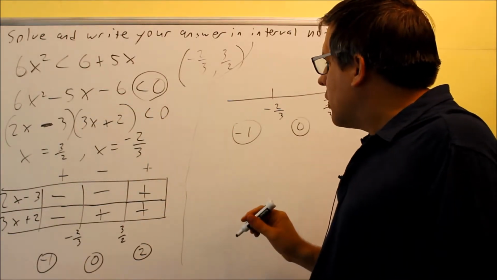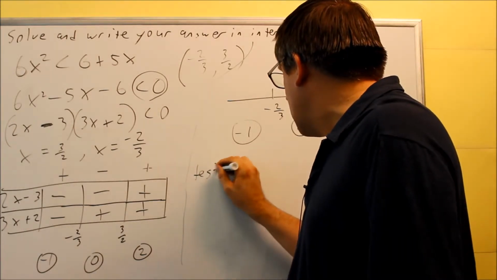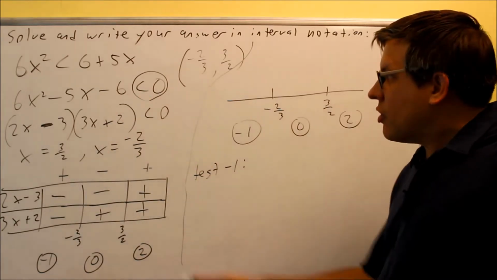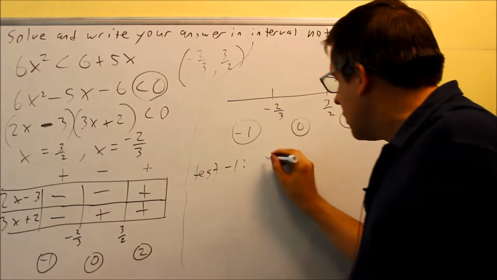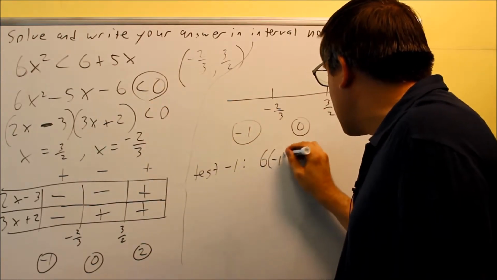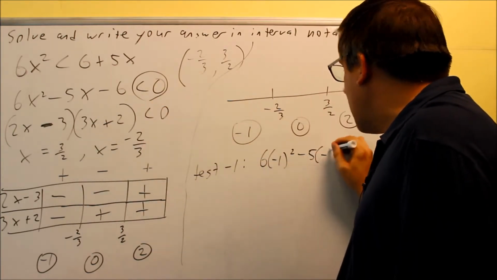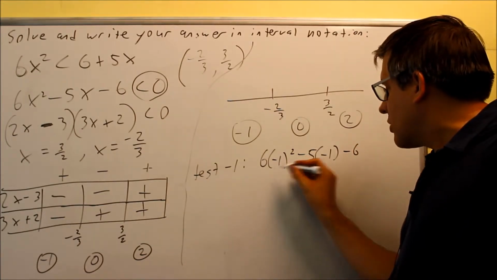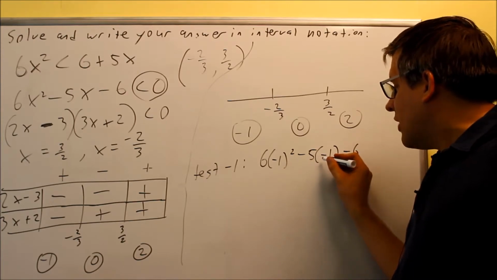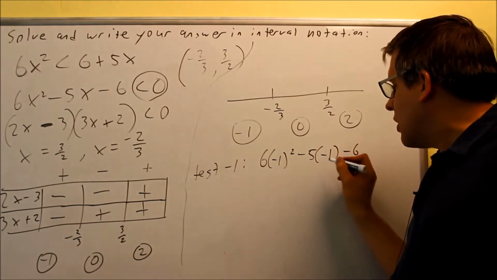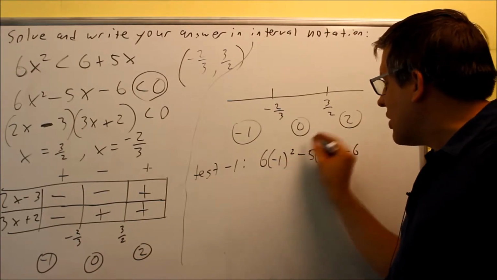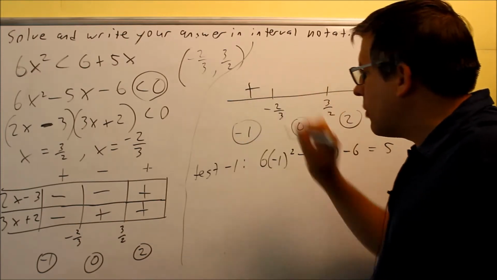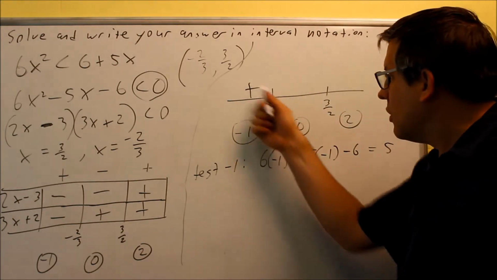Okay? So I'm going to put -1, so I want to test -1. If you want to use the factor version too, you can. So you can either use this one or that one. Makes no difference. Let's just use this one. So I have 6 times -1 squared minus 5 times -1, and then I have -6. I'm going to put this in here. I get 6 plus 5 minus 6. So basically you can think of it as this 6 will cancel out with that 6, and you still end up with a 5 left over. That's a positive number, so I'm going to put a positive right there for that first section on my number line.